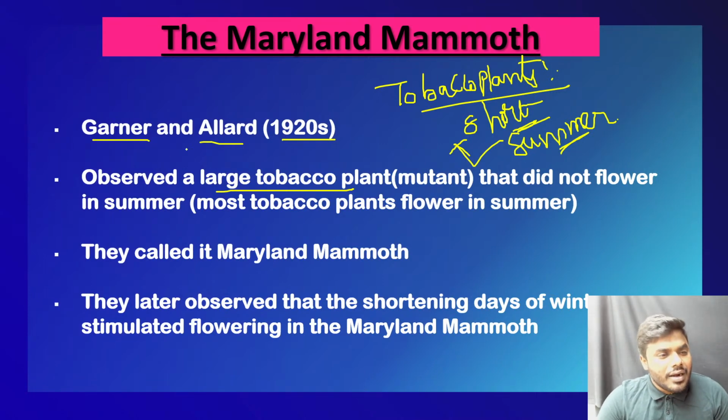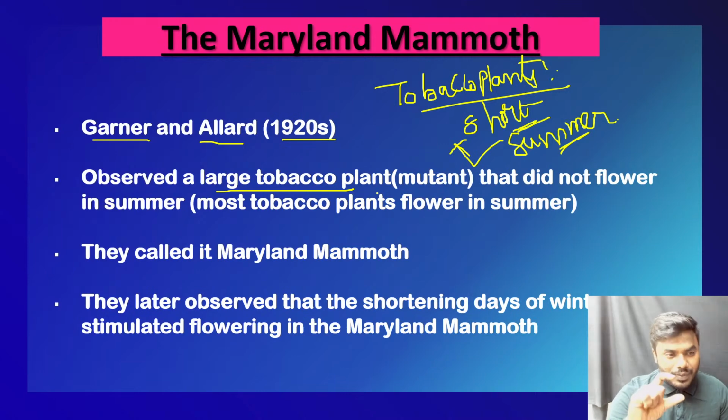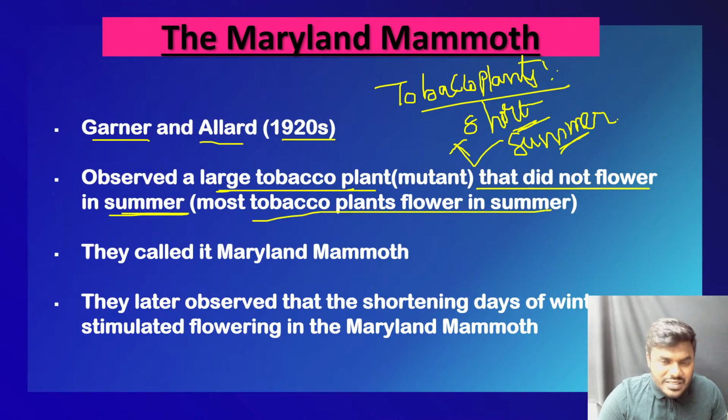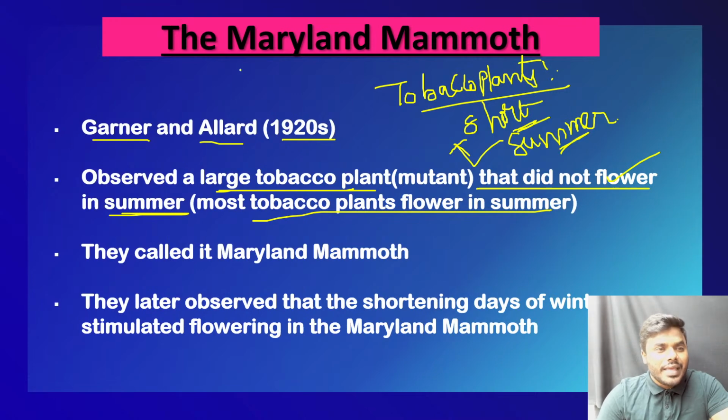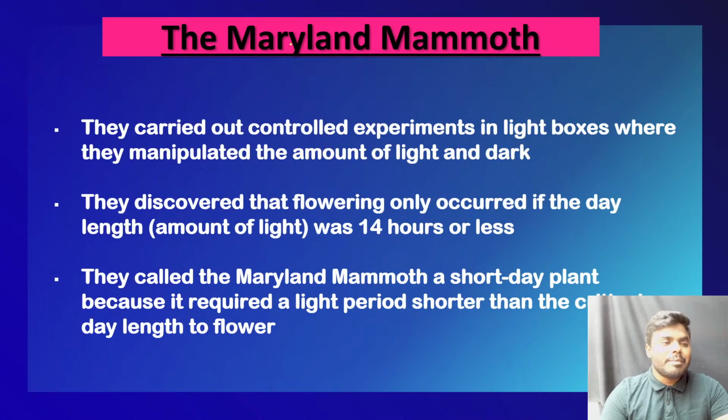But Garner and Allard observed a very large tobacco plant. Originally all the tobacco plants are very short, friends, but they observed a very large tobacco plant that did not flower in the summer. Most tobacco plants flower in the summer, but the tobacco plant that they observed was not flowering in the summer. Garner and Allard gave that particular tobacco plant the name Maryland Mammoth.